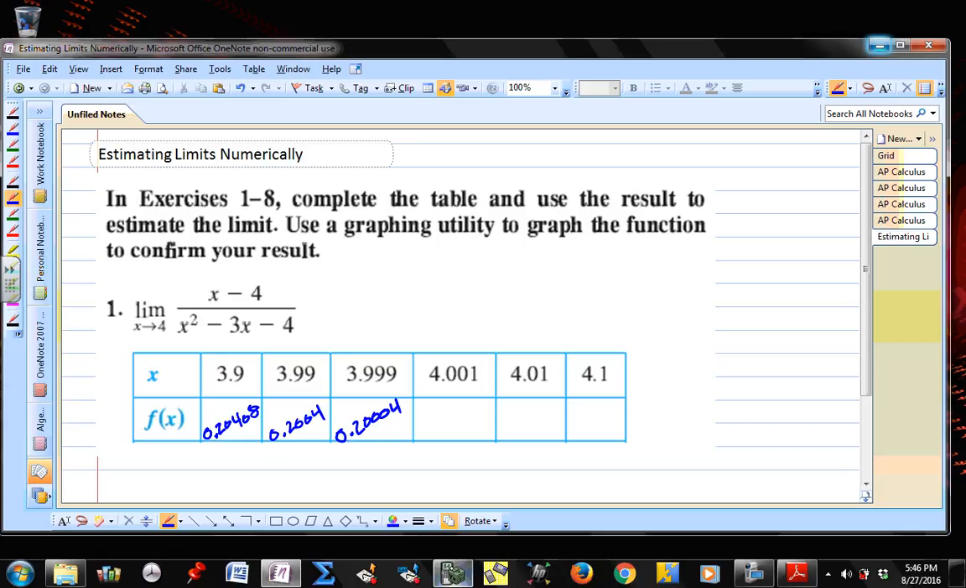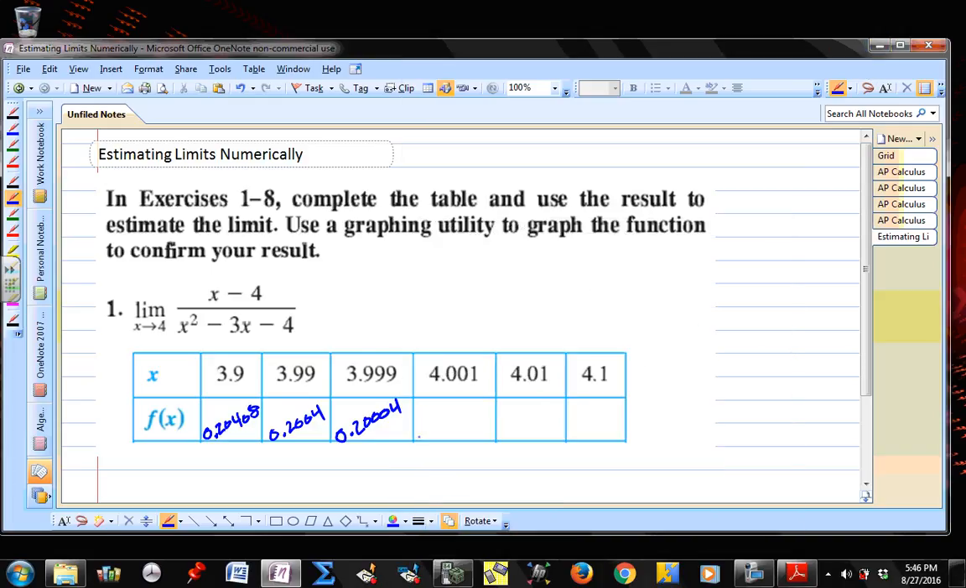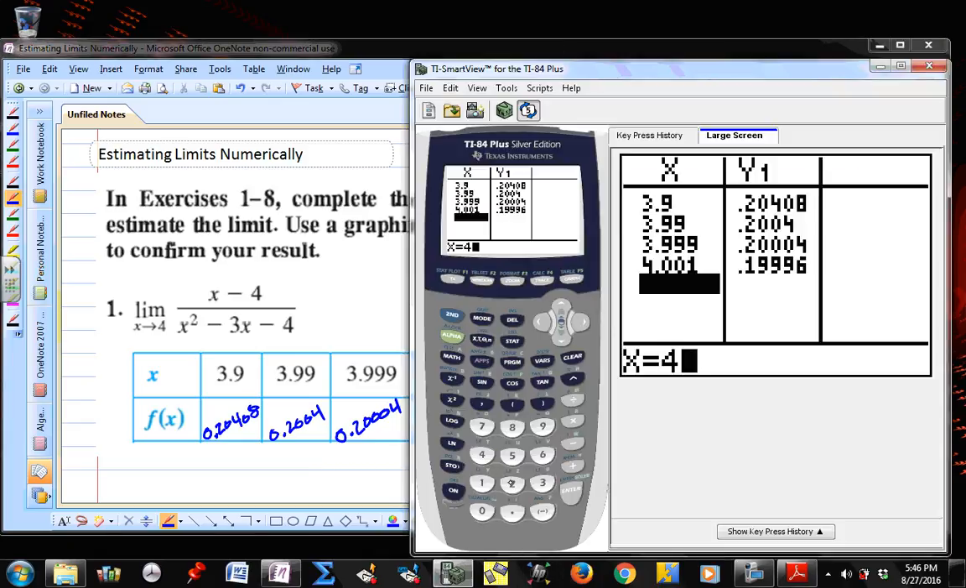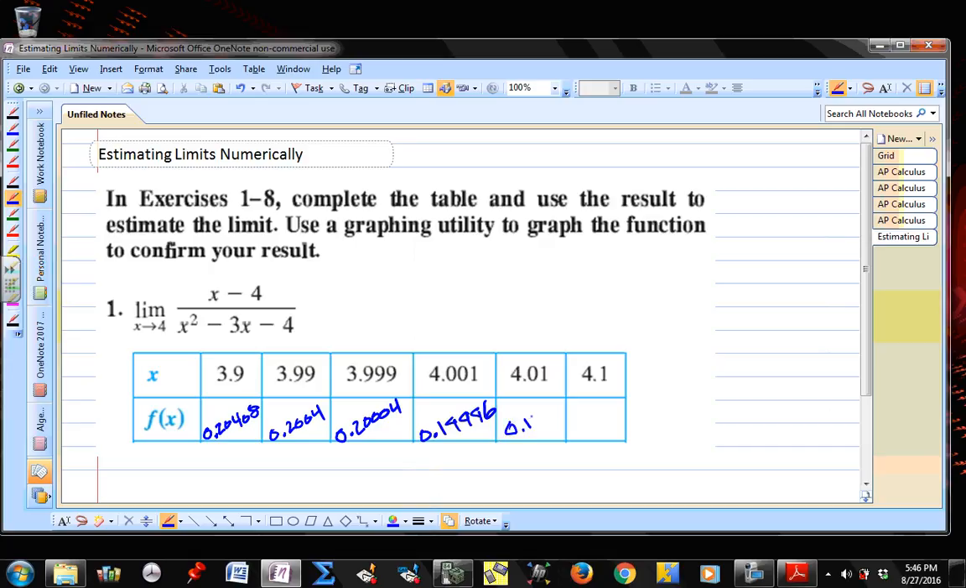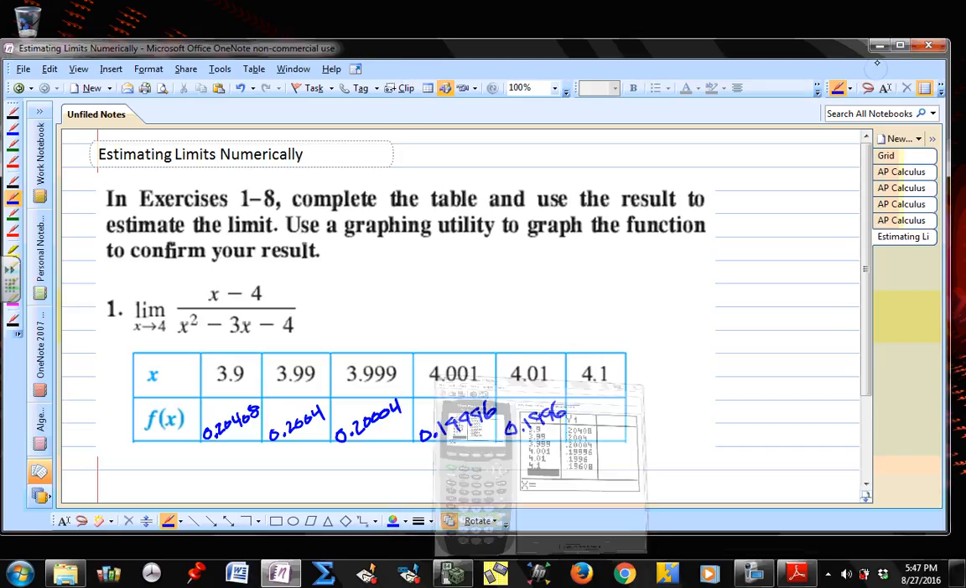And now let's get our values from the right. About 0.1996. Try 4.01 and 0.1996. And then 4.1, 0.19608.